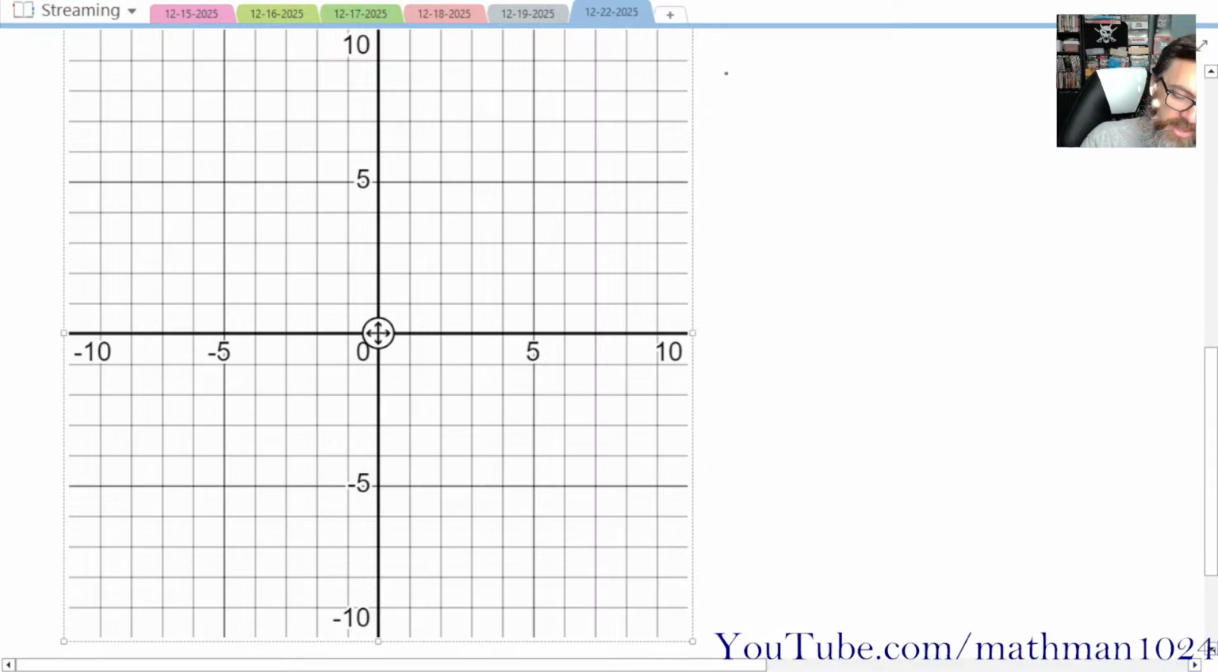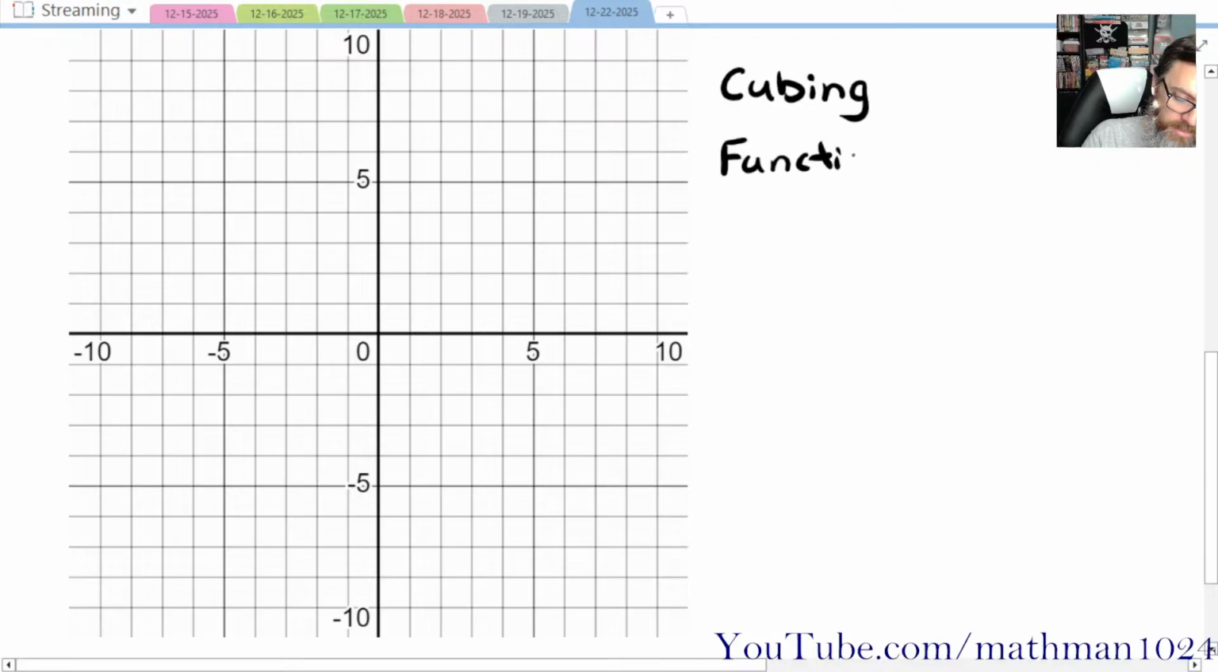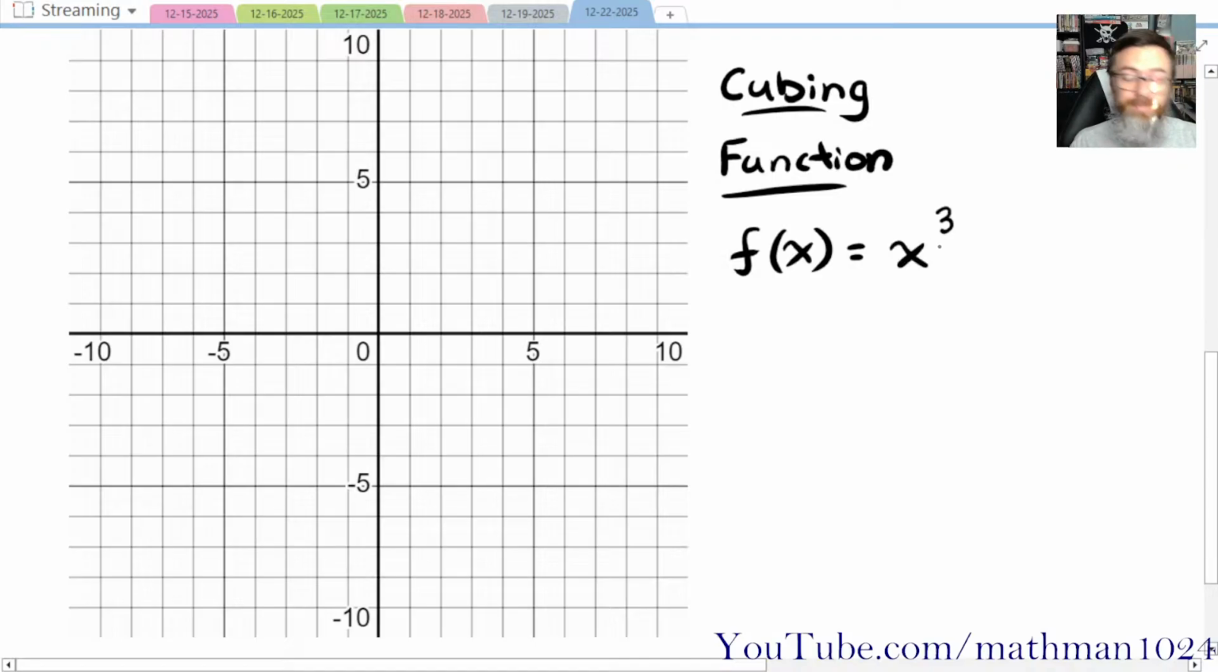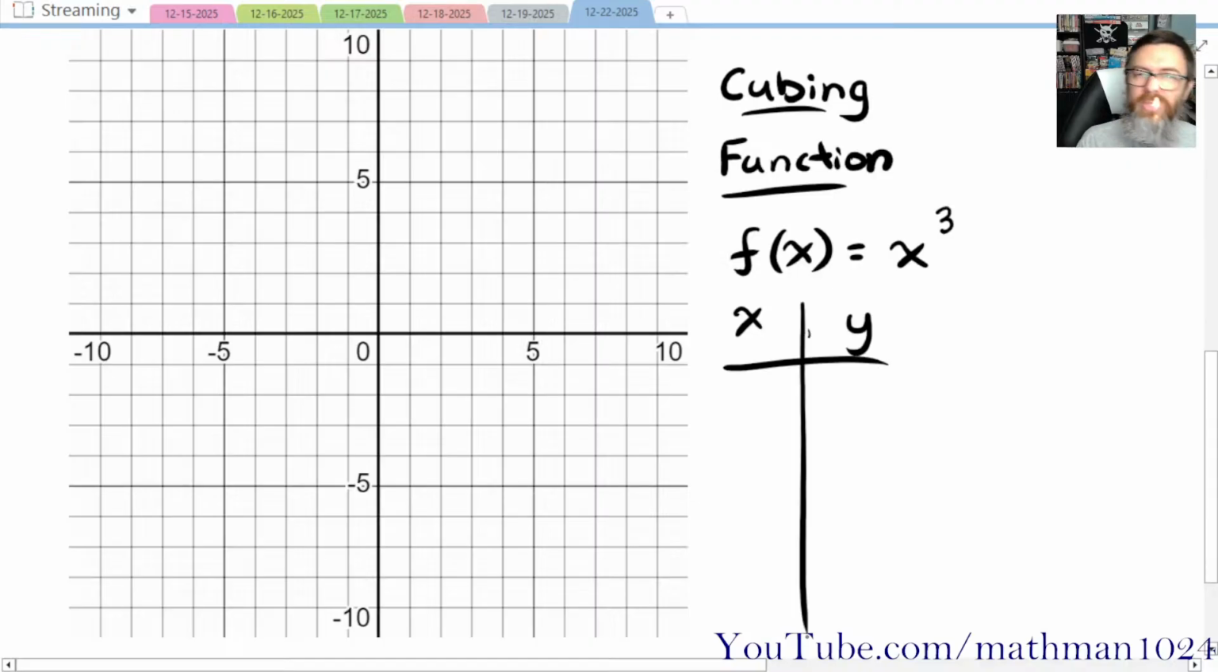So let's talk about the cubing function. The cubing function, again, does exactly what it says. It takes every input and it's going to cube it. So you'll see something that seems kind of similar to the squaring function, but just a little bit different because we're cubing things. So let's plug in our usual suspects, -2, -1, 0, 1, and 2.